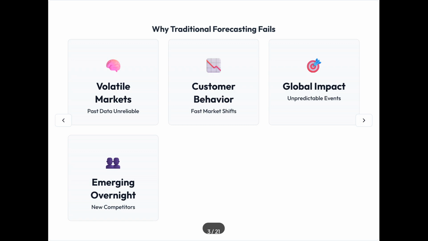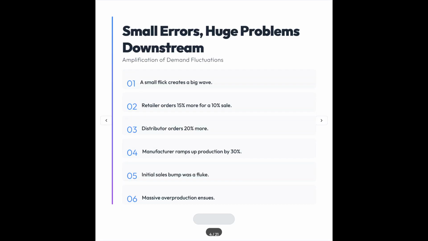As you can see in this infographic, there are key reasons why traditional forecasting is not enough today. We have unreliable past data because markets are constantly shifting, new competitors are always emerging, and unpredictable global events throw everything off. So relying only on historical sales data for forecasting is a major risk in today's volatile market. Experts tell us that modern supply chain management requires forward-looking data and predictive analytics, not just looking in the rearview mirror.